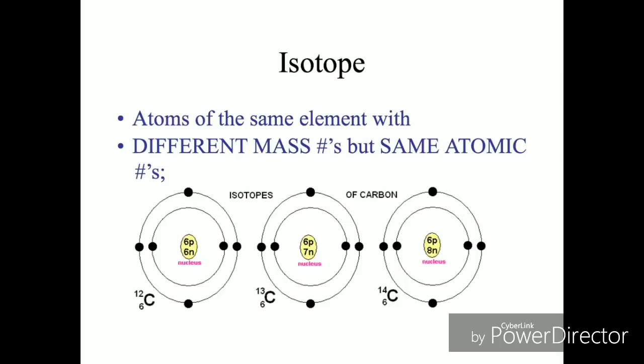Notice here we have 3 isotopes of the same element. We know that these are all atoms of carbon because they all have 6 protons. But these are different isotopes of carbon because they have different masses. The most common isotope of carbon has a mass of 12, and these 2 less common and radioactive versions of carbon have masses of 13 and 14 respectively.